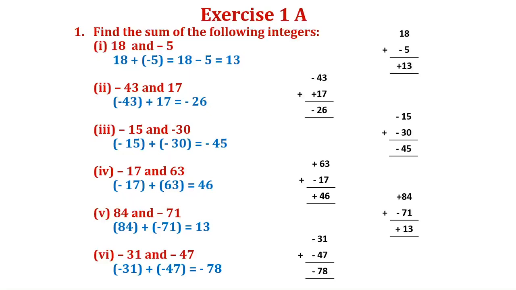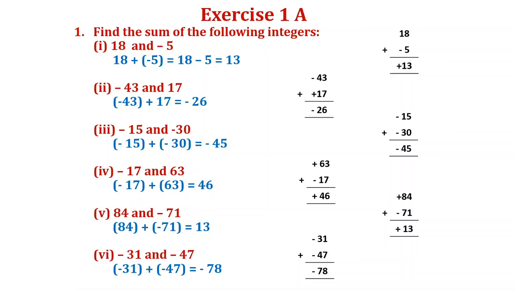In exercise 1A, see the first problem: find the sum of the following integers. You have to find the sum of the following integers, which means you have to add the given two integers, whether they are positive or negative. See the first problem here, which is 18 and minus 5. How can you write this? 18 plus of minus 5, because you have to find the sum of the integers. Every negative number you first have to write in brackets.